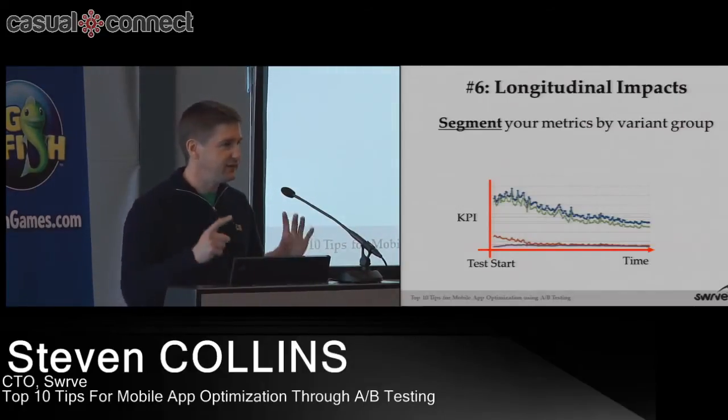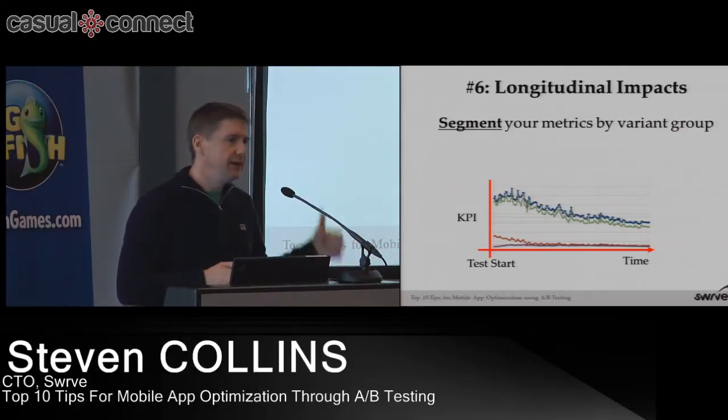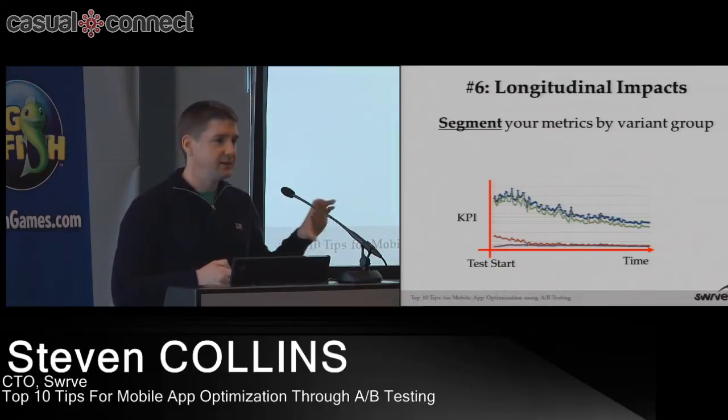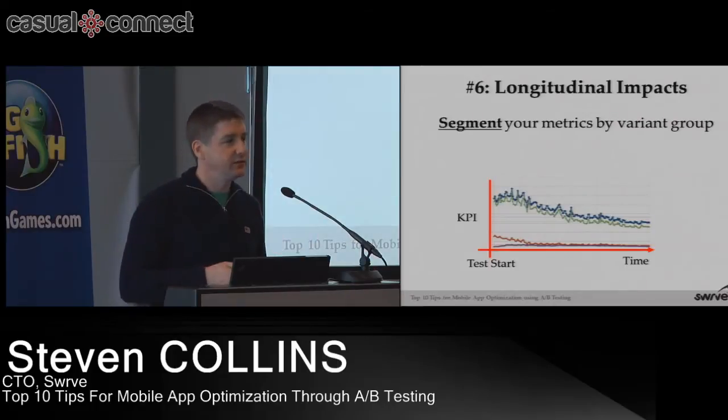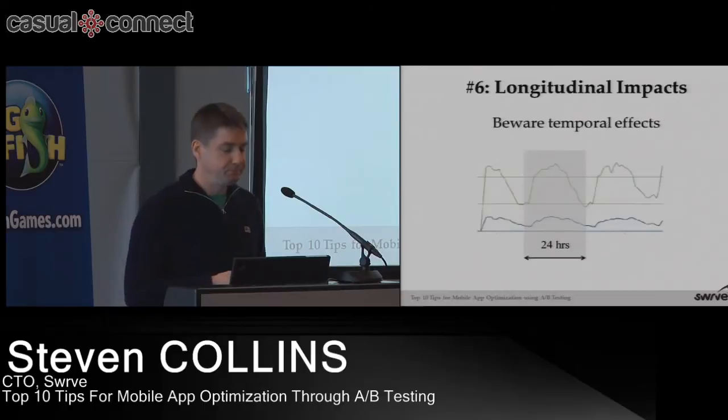So you have to be very careful to step back sometimes and look at your overall data and take a longitudinal view. This means you need to be able to look at the data coming into your game by test variation. You need to be able to segment it by the bucket or the test that user was in, so you can correlate a test with the actual results you're seeing.